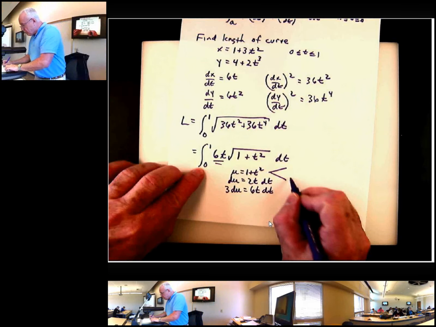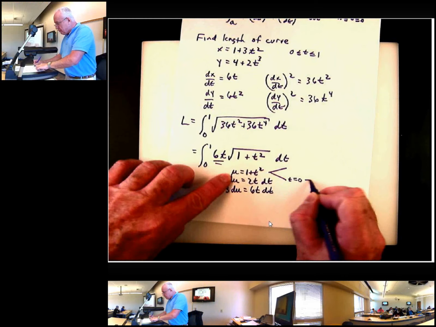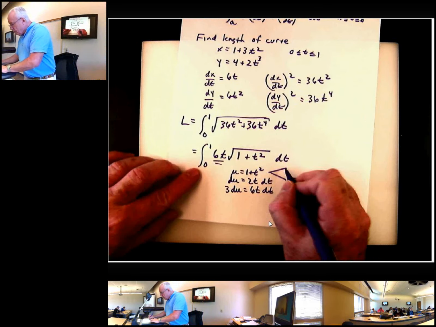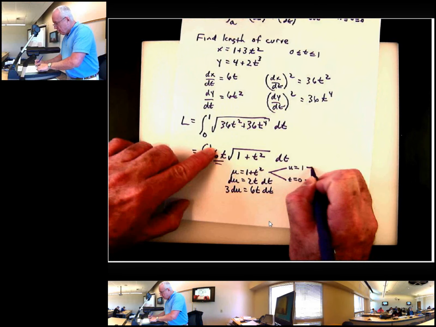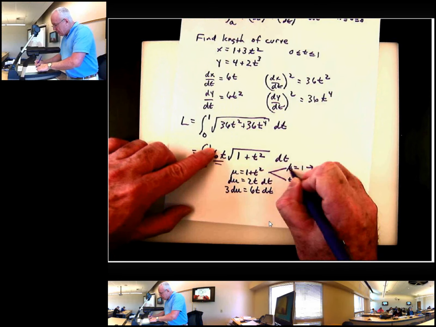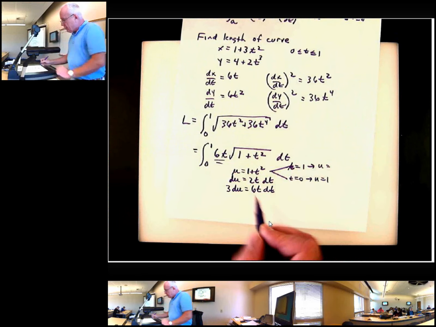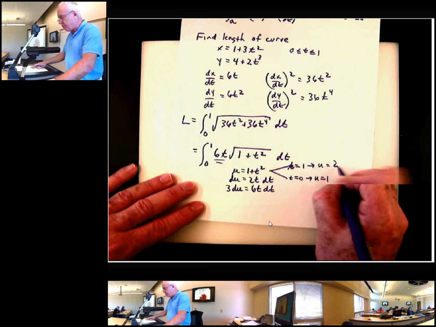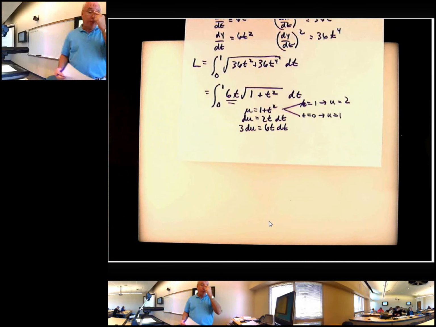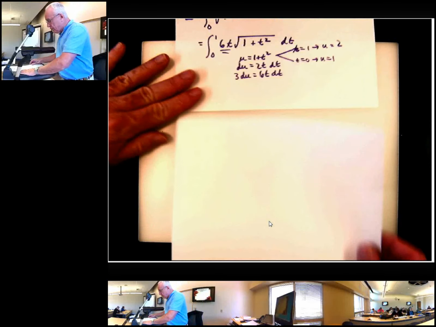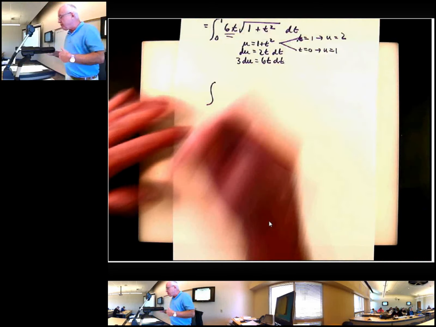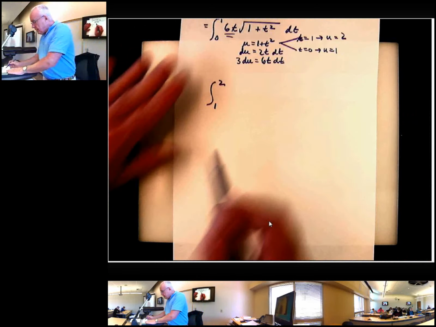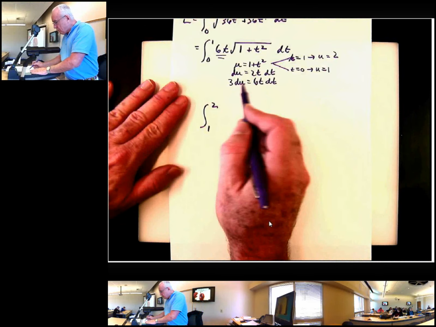When t is equal to 0 here, my u is equal to 1 plus 0, so it's equal to 1. Then when my t is equal to 1, my u is going to be 1 plus 1 squared, so my u is going to be equal to 2. So therefore, let's rewrite this using our substitution. Instead of 0 to 1, my limits are 1 to 2. 6t dt up here I can replace with 3 times du.